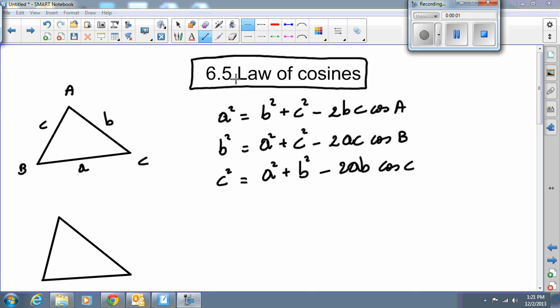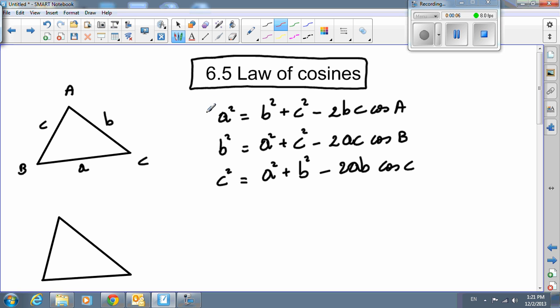Hey guys, this is our 6.5 law of cosines. For the law of cosines, you need to memorize these three formulas. I mentioned this already in class, so go over it and make sure you know how to memorize it.